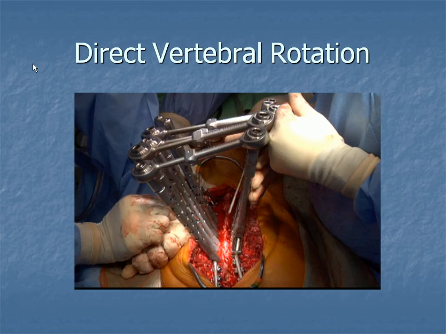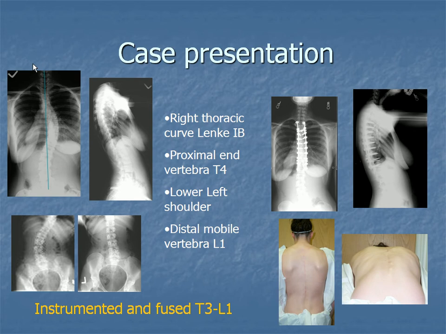Of course, all of us now use direct vertebral rotation to get rid of the hump, and that's very effective. As a result of that, we don't do very much thoracoplasty anymore. One case presentation, this patient here, right thoracic curve, Lenke 1B, proximal end vertebra T4, left shoulder is lower, and distal mobile vertebra is L1. So fuse her from T3 to bring the shoulder level to L1, which is, as you can see, very mobile on side bending. With this selective fusion, she has a very good outcome.